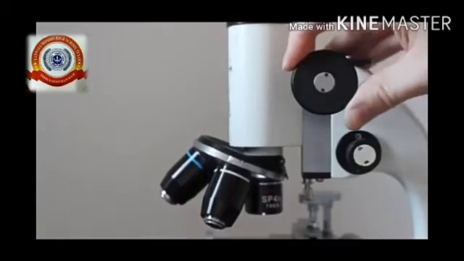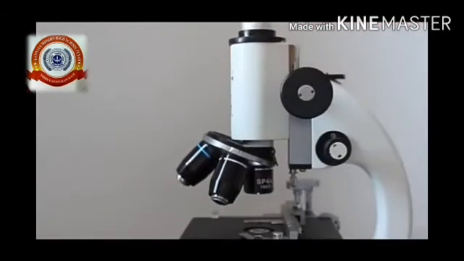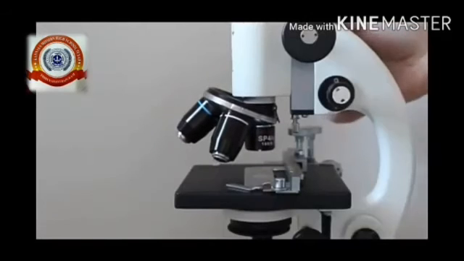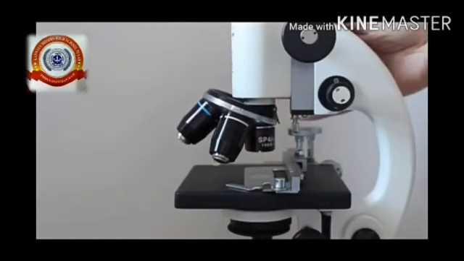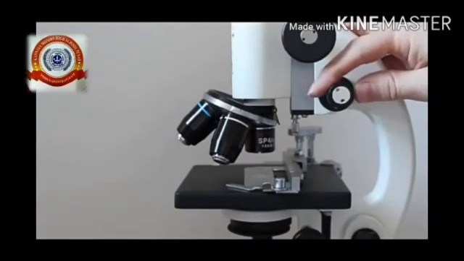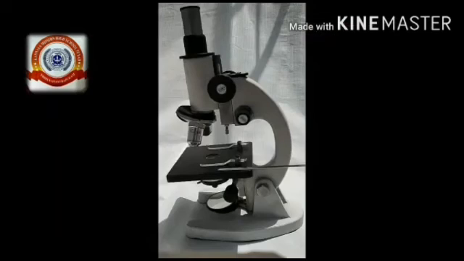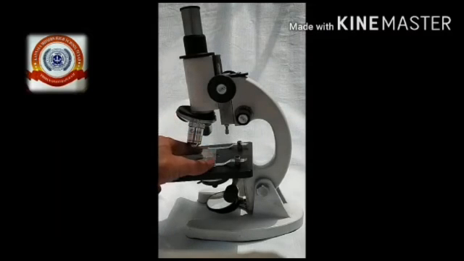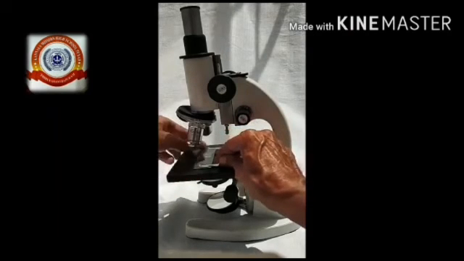Next one, knobs. Knobs are used to focus the microscope. There are 2 types of knobs. The large knob, also known as coarse adjustment, and a small knob, also known as fine adjustment. Next is stage and clip. This is the section on which the specimen is placed for viewing. They have stage clips which hold the specimen slides in place.